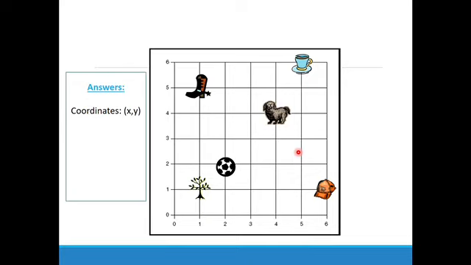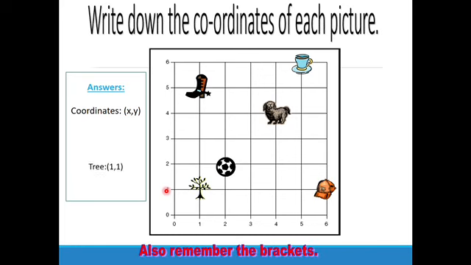Now, sometimes you will have to read what the coordinates are on a graph. For example, this activity. So you're going to look at where the picture is and write down the coordinates. Firstly, we're going to start at the tree. Remember that your horizontal line is always the first number, and your vertical line is always the second number. So it would be 1 and 1 for your tree.